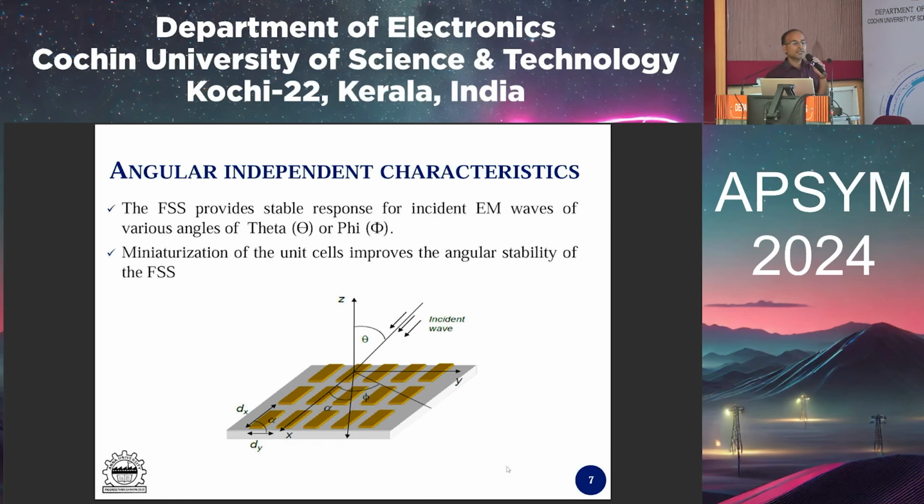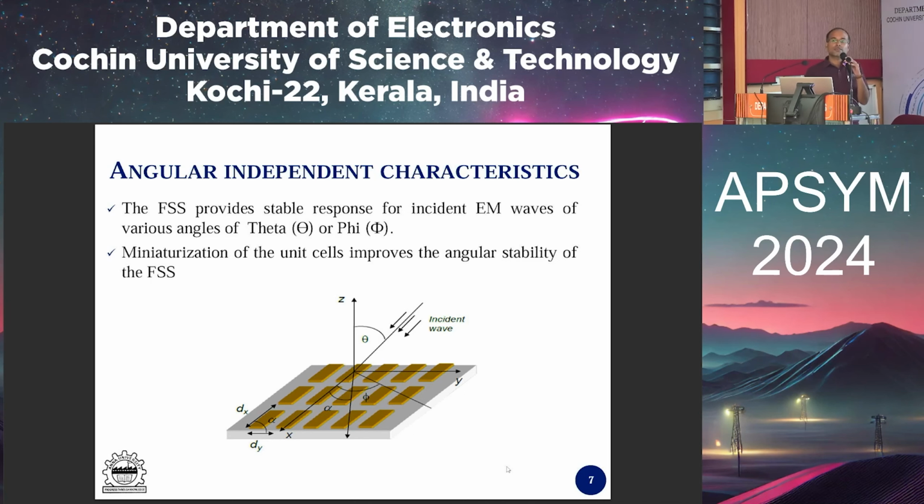Next one is angular independency. For the incident electromagnetic signal on this FSS surface, what we have designed to get band stopped, passed, or absorbed should happen for any angle of incidence of the electromagnetic waves. So we need to make sure that the unit cells we design are miniaturized in nature to satisfy this angular independency. When we speak about angular independency, two things we need to consider. One is for different angles of theta as well as for phi.